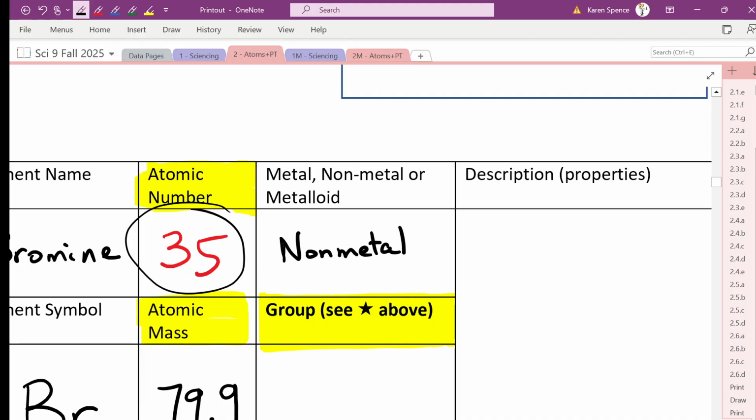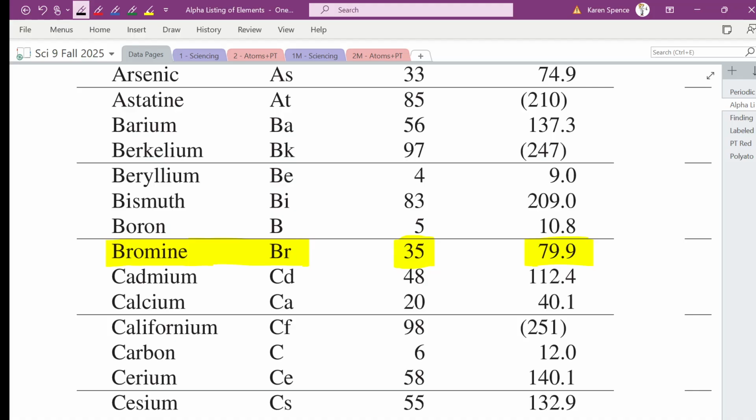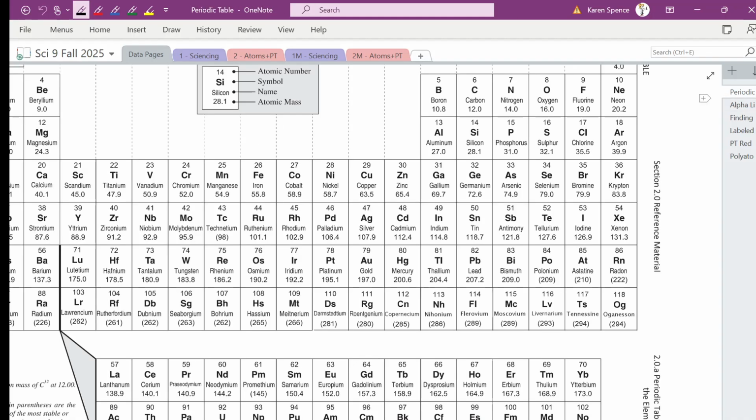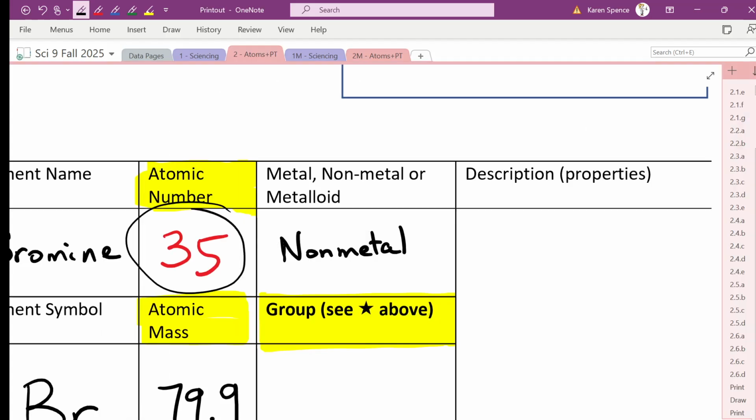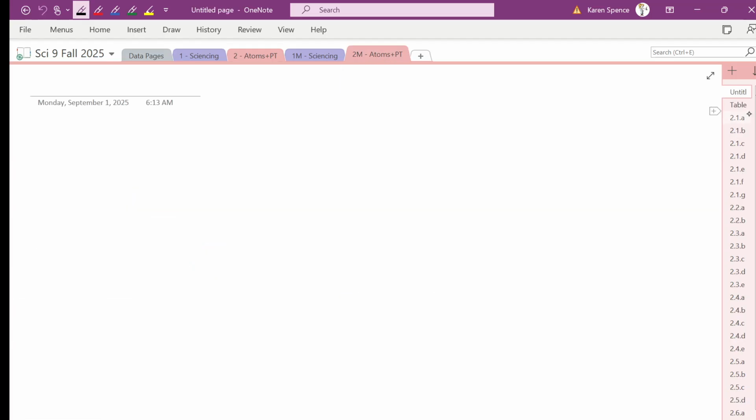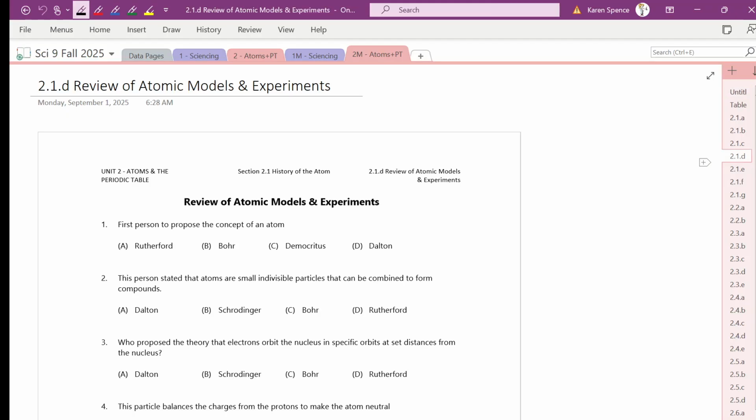And what is its group name? So now you're going to have to look and say, okay, I've got this periodic table here where I know it's in group 17, right? So then I need to look and say, okay, what is group 17?